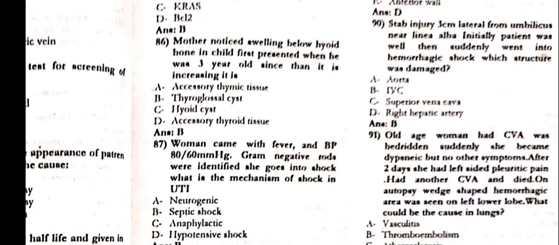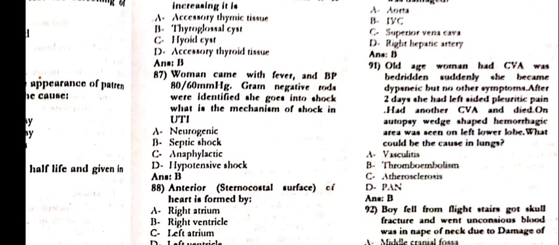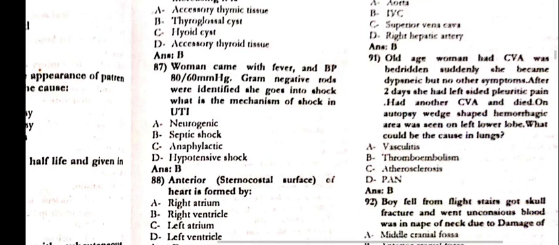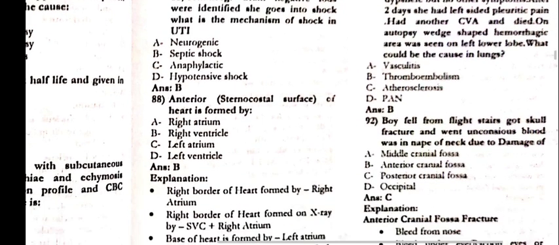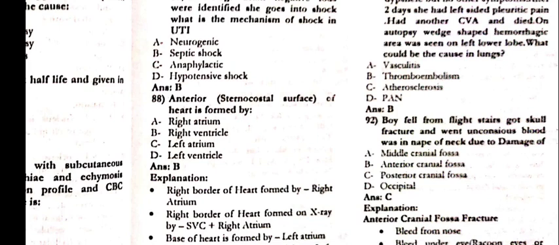Mother noticed swelling below the hyoid bone in the child, presented when he was 3 years old. Since it is increasing, that is a thyroglossal cyst. 87, a woman came with fever, BP 80/60, gram-negative rods were isolated. She goes into shock. What is the mechanism of shock in the UTI? That is septic shock, basically option B.